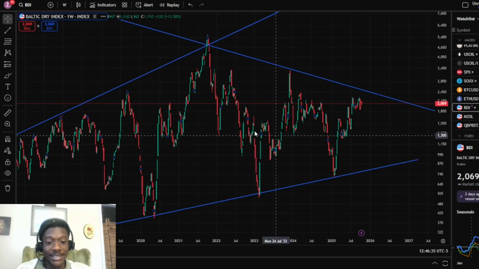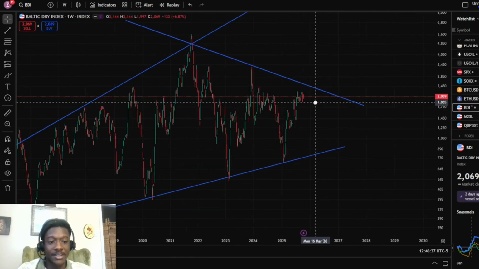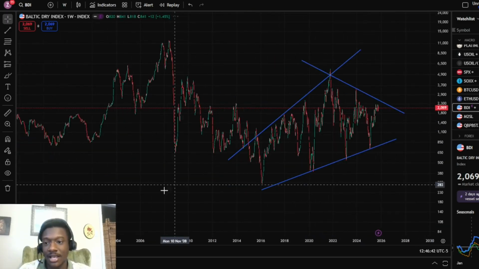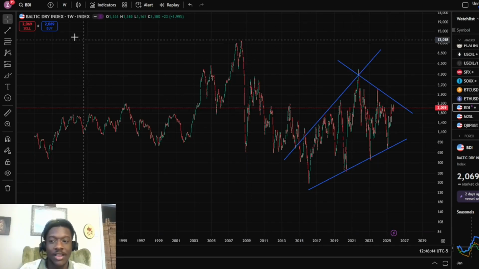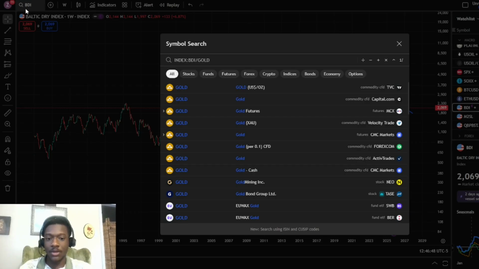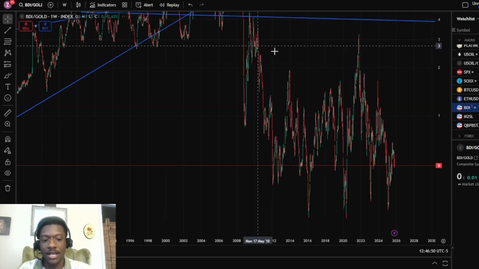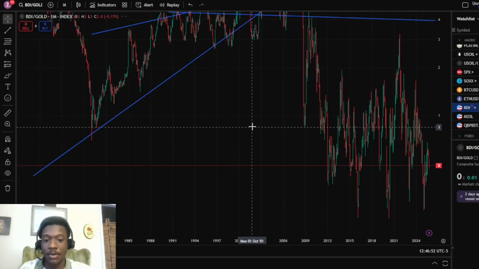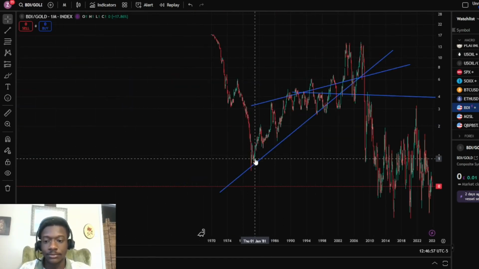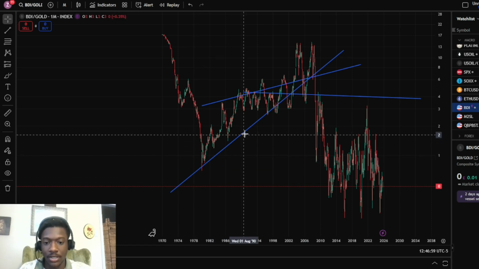The dry bulk index is about to break out of this pattern. Right now, it's around $2,000 an index. This is gonna go a lot higher. One chart I really like to look at is the dry bulk index relative to gold, because during commodity boom markets, at least the last one, the dry bulk index outperformed gold.